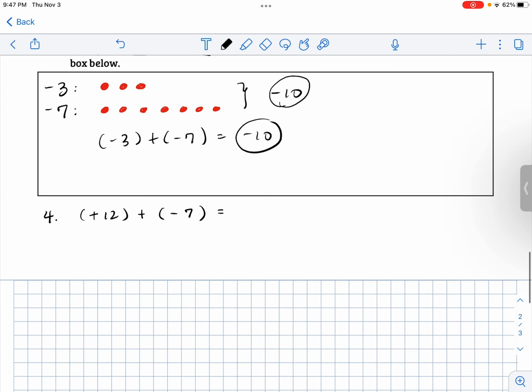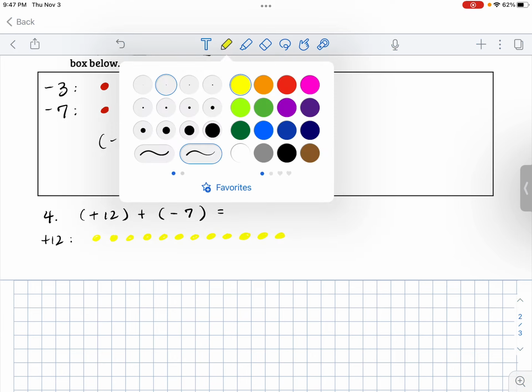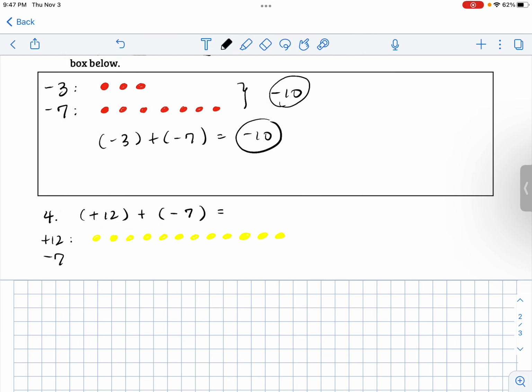I'm going to continue. So again, as before, you start off with the first integer. You have positive 12. And then you're going to draw out 12 positive tiles, 3, 4, 5, 6, 7, 8, 9, 10, 11, 12. And then you're going to go negative 7. You're going to draw it out and line it up right underneath the positive 12. 1, 2, 3, 4, 5, 6, 7.